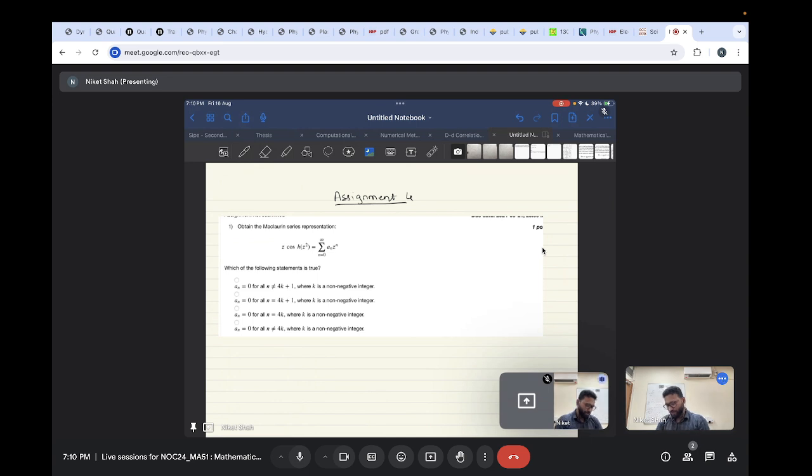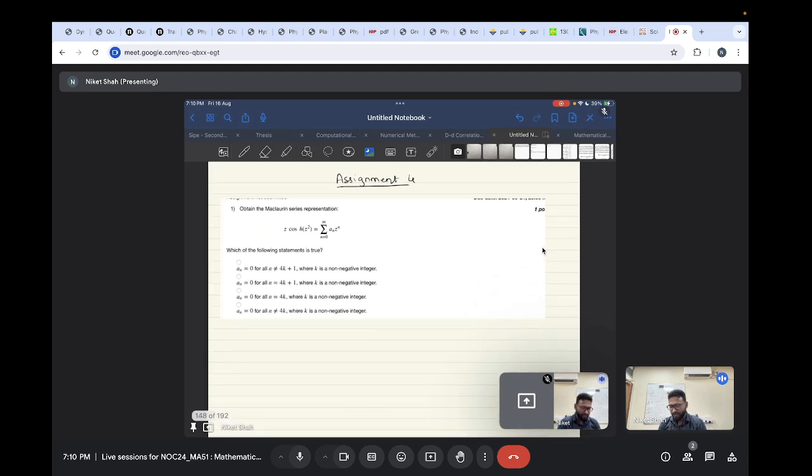Okay, so the question here is: obtain the Maclaurin series representation for the given function z cosh z square. We have to basically obtain the Maclaurin series representation for this function, z cos z square, sorry. So you're supposed to obtain the Maclaurin series representation for this particular function. Okay, so how do we do that?